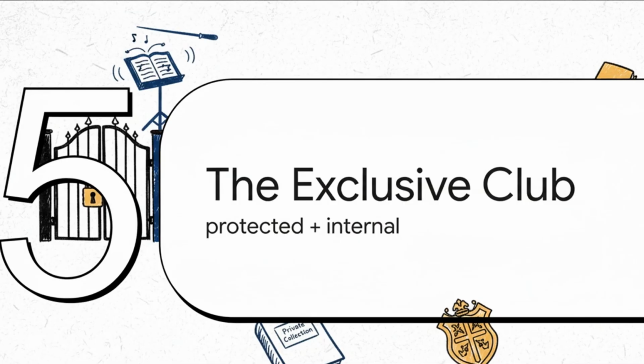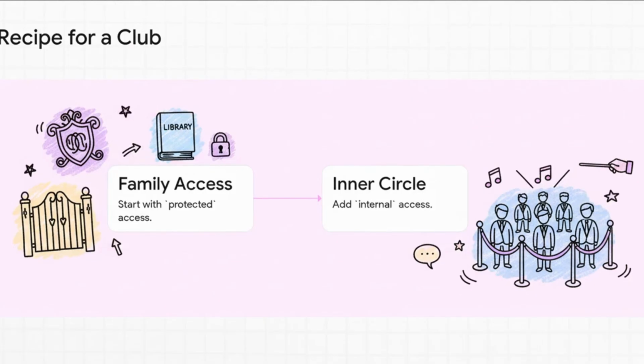Okay, that makes sense. We've got protected for family, internal for the team. But what if you need to give access to both? Well, C# has you covered with a really cool hybrid modifier. And it's called protected internal. The name pretty much gives it away, right? It's literally just a recipe that combines the two things we just learned. You start with that family access from protected, and you mix in the inner circle access from internal.